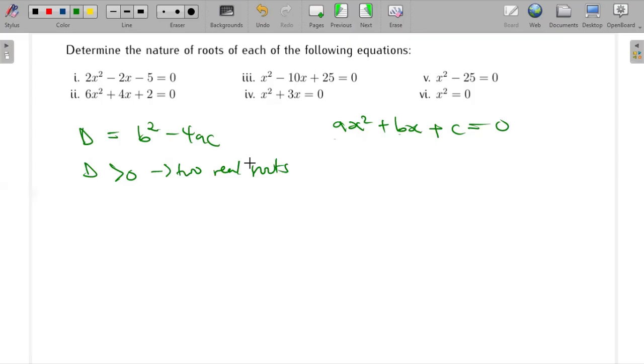Two values for what? For the value of x in this case, because there's x there. So you're going to have two values of x. Those are the roots that we are talking about. And then if d is equal to 0, it means that your roots are equal. However you're going to solve it, it means that you have equal roots.